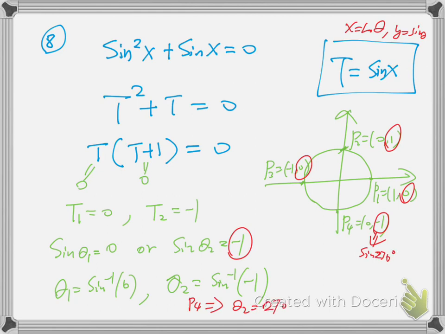This is 270, P4. And then sine equals 0. Where is sine 0? P1, right? You can also use P3. P1 is 0, so this means theta 1 is 0 degrees. There's no rotation for P1.